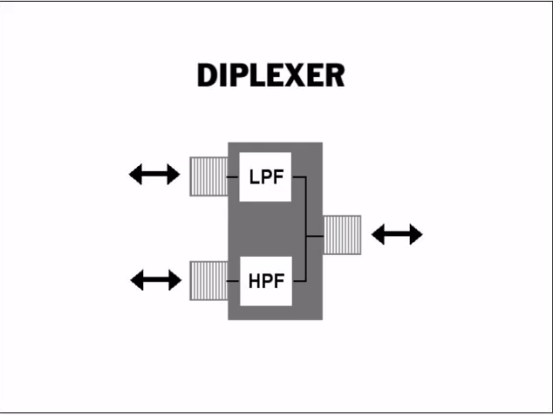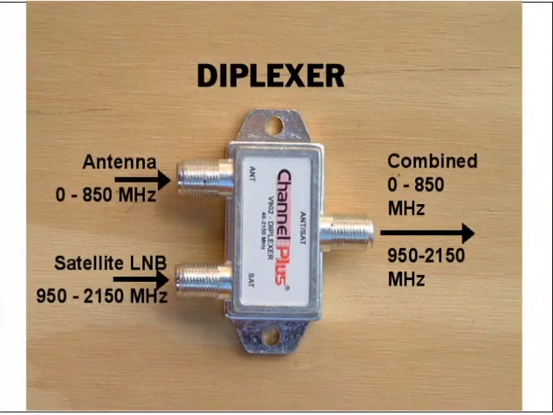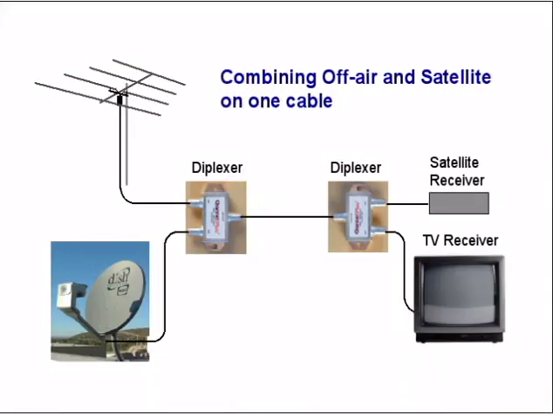A diplexer is a combination of 2 filters in one package. They're used to combine or split 2 signal frequency ranges. The most common example is this satellite diplexer that'll combine the output from an off-air antenna up to 850 MHz with the output of an LNB between 900 and 1450 or 2150 MHz. This allows one cable to be used to carry both the satellite and antenna signals to a receiver location. A diplexer at the other end splits the signals back out for the TV and the satellite receiver.